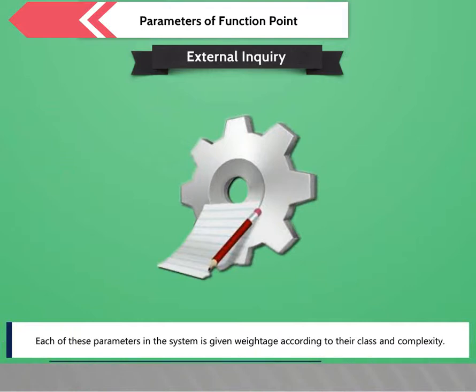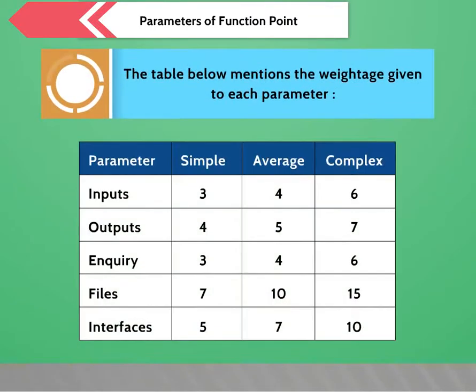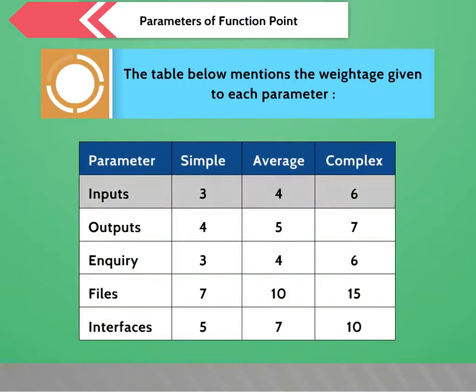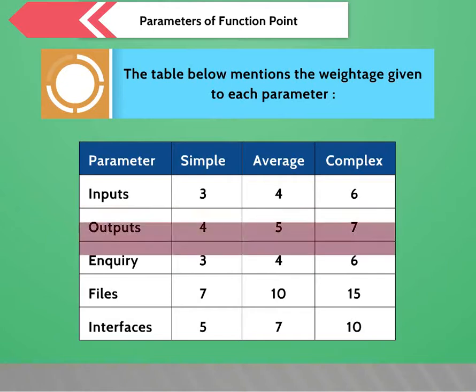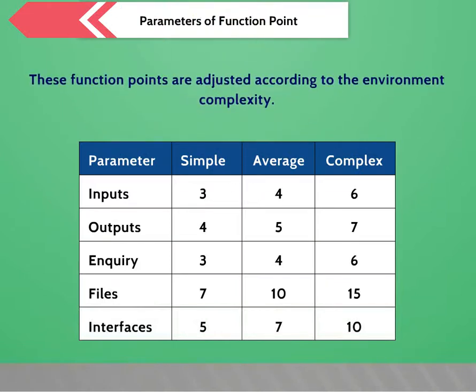Each of these parameters in the system is given weightage according to their class and complexity. The table below mentions the weightage given to each parameter. Parameter: simple, average, complex. Inputs: 3, 4, 6. Outputs: 4, 5, 7. Inquiry: 3, 4, 6. Files: 7, 10, 15. Interfaces: 5, 7, 10. These function points are adjusted according to their environment complexity.